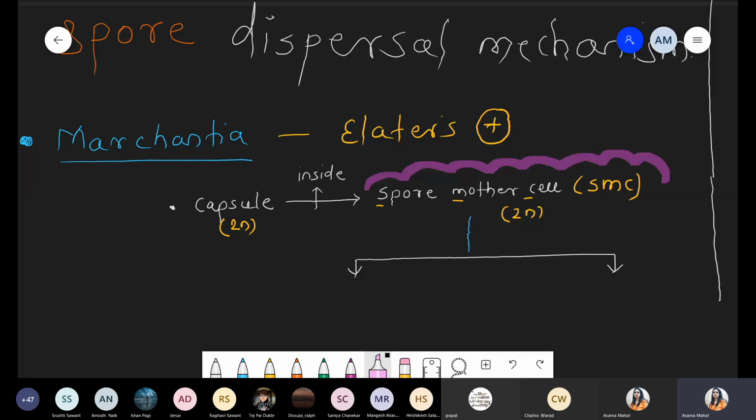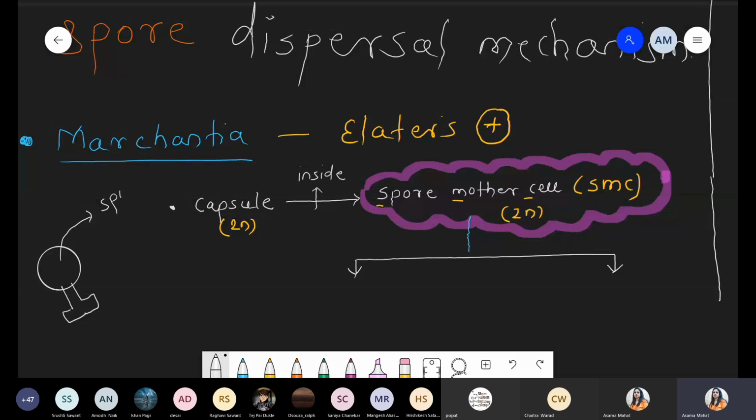What happens with this spore mother cell? Where is it located? It is present inside this capsule, and I hope you remember we discussed the foot, seta and the capsule. Spores are present inside this capsule. Inside the capsule, spore mother cells are present, and when a spore mother cell undergoes meiosis, sporic meiosis, it can form a typical type of spore.